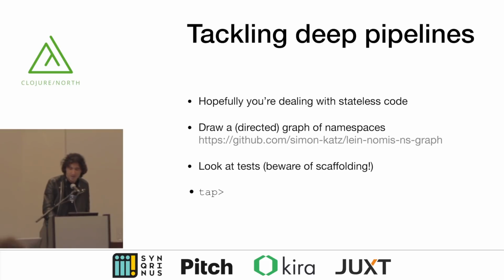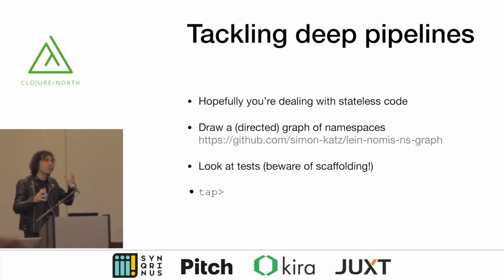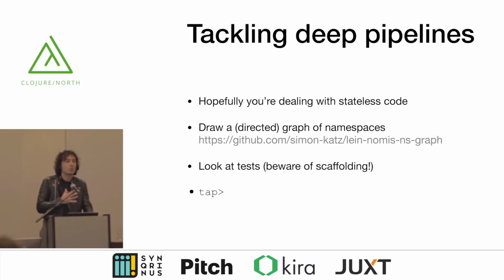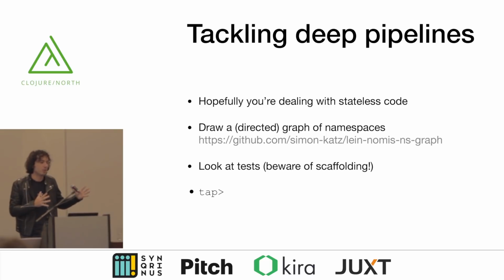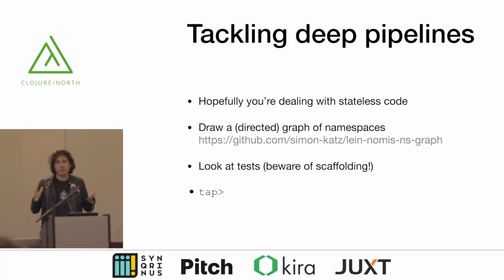And in general, I think the biggest problem, if you try to break it down or put a finger on it, and this touches on the previous problems I was talking about, is how to tackle deep pipelines, meaning a long sequence of function calls which produce the end result, very likely split across multiple namespaces and such. First of all, hopefully you're dealing with stateless code. If it's stateful, that adds another class of problems and makes it that much more gnarly. But even if the code is stateless, you're still not out of the woods.